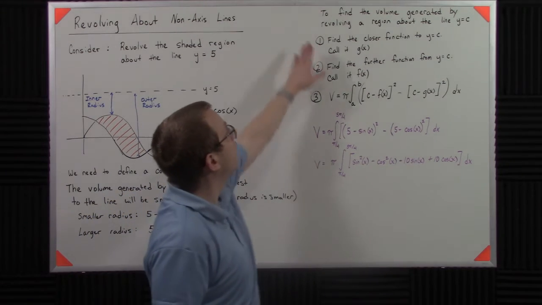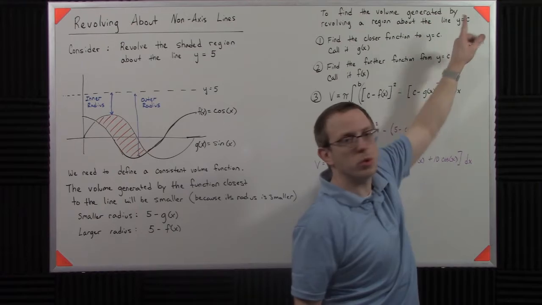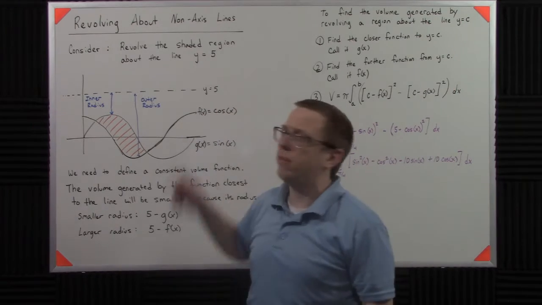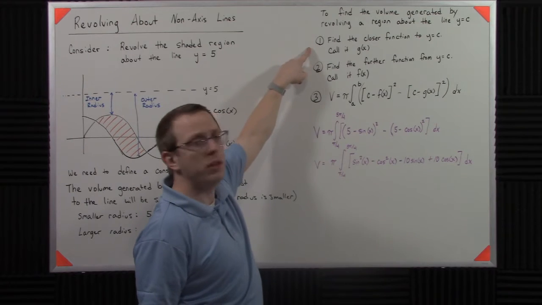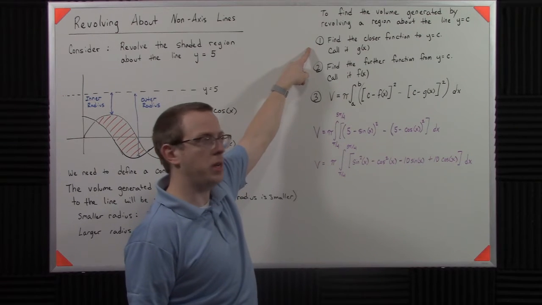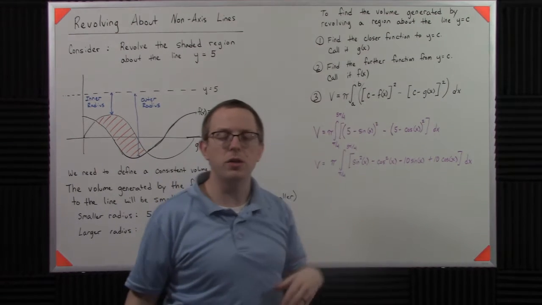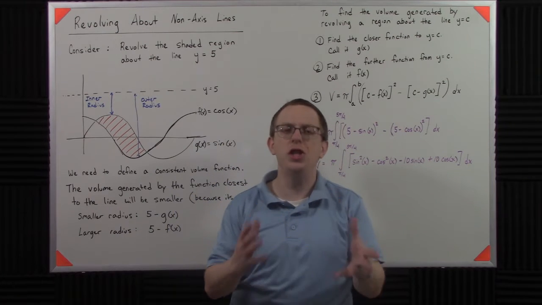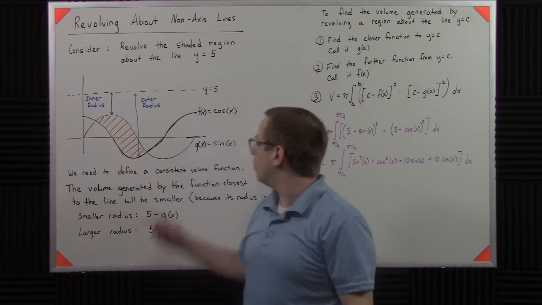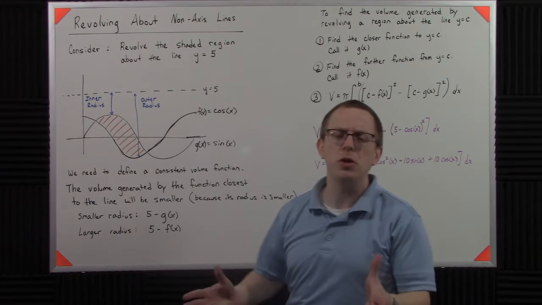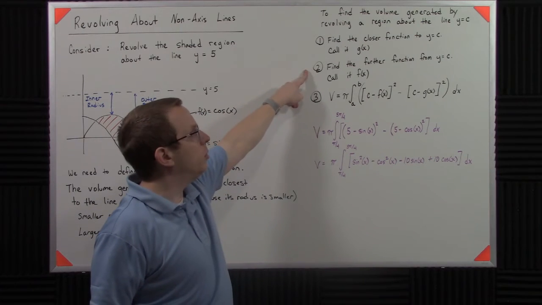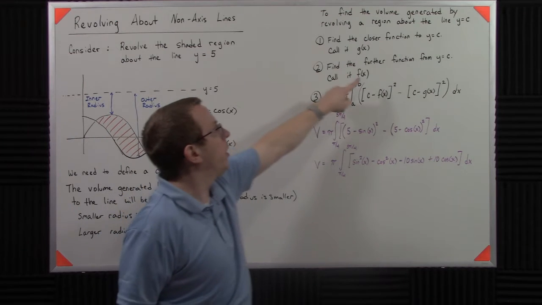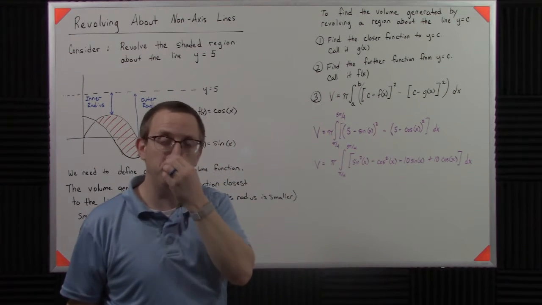We say, okay, if I want to revolve around some line y equals c, so instead of saying y equals 5, let's talk about an arbitrary line. So we have to find the function that's closer to c. We're going to call that g of x. Usually you're not given g of x. You might be, but usually you're given it's cosine of x or x plus 2 or whatever, some line. Then you look at this one and say, all right, what's the further one away? Okay, we're going to call that f of x.